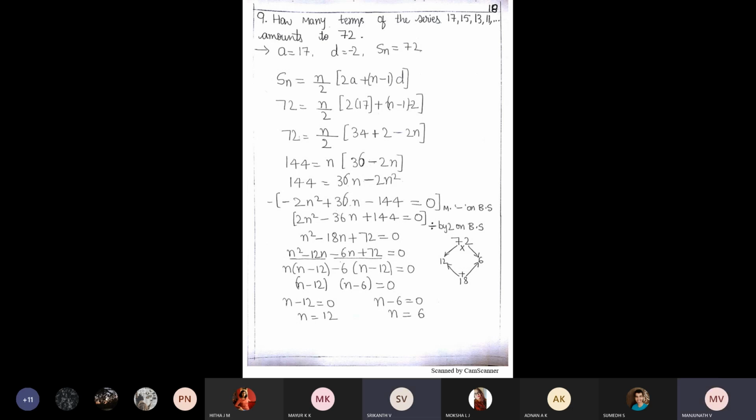See, 144 is equal to 36n minus 2n square, right? Yes, sir. And there I can use simple logic, taking all the terms to the left hand side. That is, minus 2n square plus 36n minus 144 is equal to 0.